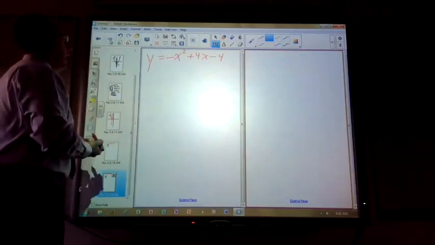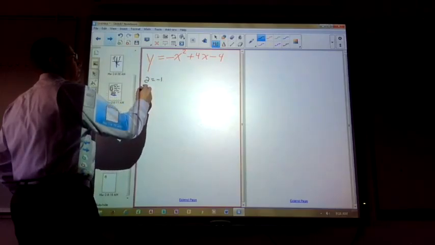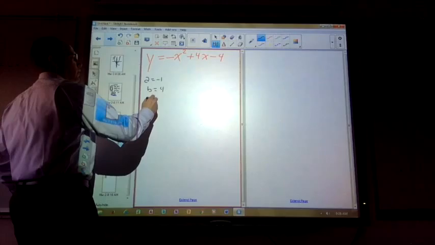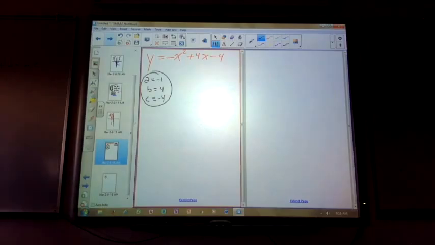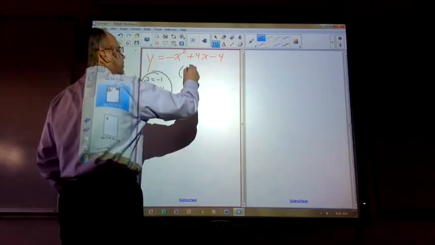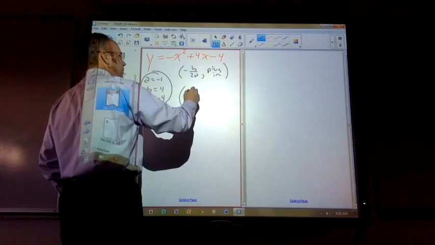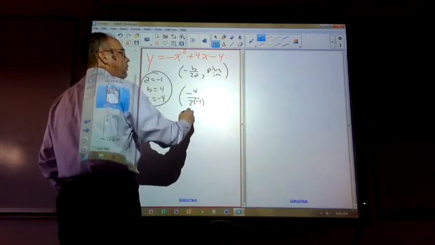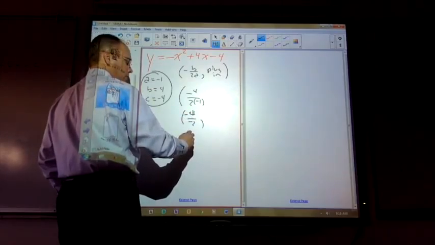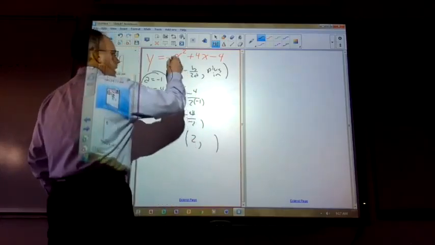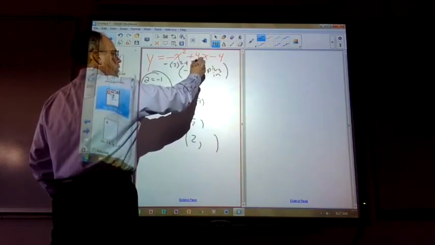All right. So what's my a value? B is 4. C is negative 4. And again, we're not using C right yet, but it's okay that we're labeling it. Everyone okay with where I got those values? Okay, negative b over 2a. Plug in. Negative 4 over negative 2. What's negative 4 over negative 2? 2. And then I'm going to take 2 and plug it back in. So I have negative 2 squared plus 4 times 2 minus 4.